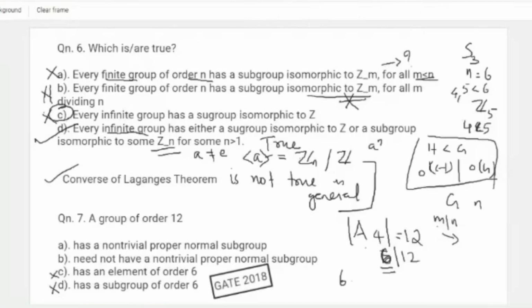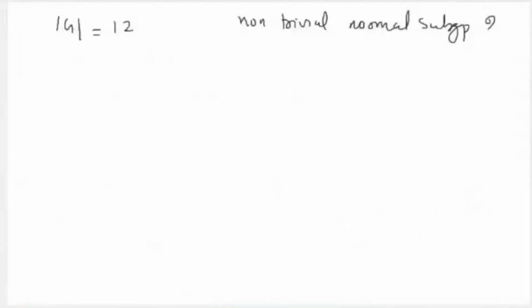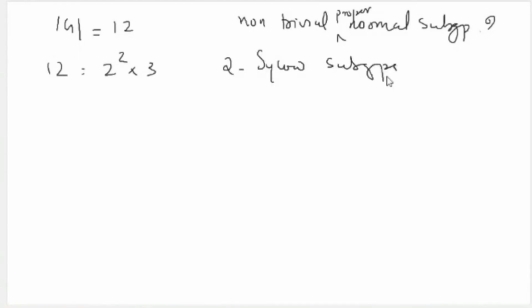Whether there are non-trivial, proper normal subgroups, has or need not have. Now 12 is 2 squared into 3. So it has Sylow 2 subgroups and Sylow 3 subgroups.